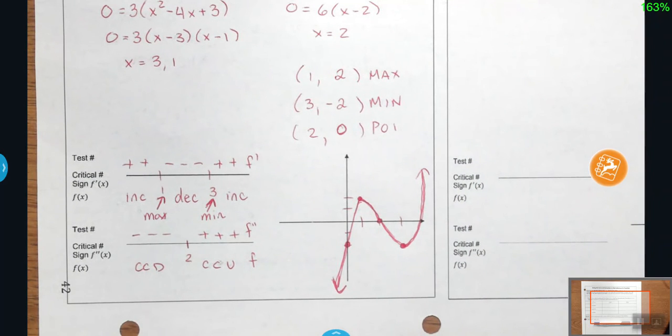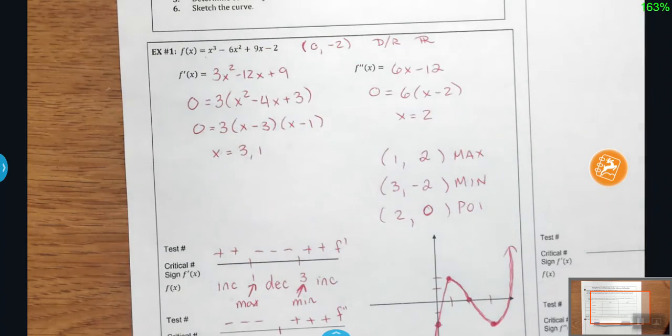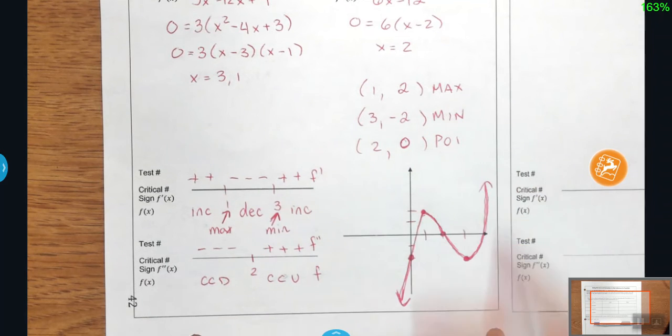Okay. Mr. Plunkett? What did you just graph? Is that the second derivative? No, we graphed the original function, based on information that we found from our first and second derivative. Yes. How do you calculate the x-intercepts? Okay, how's everybody feel? Okay?